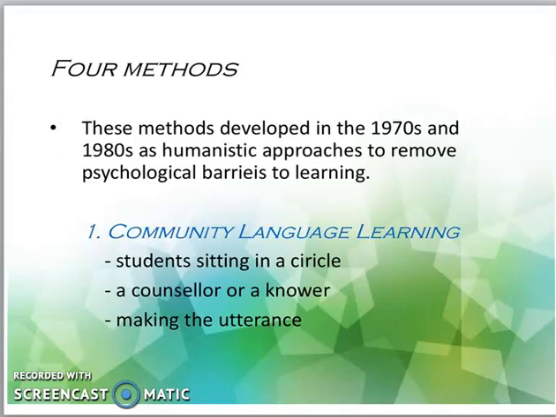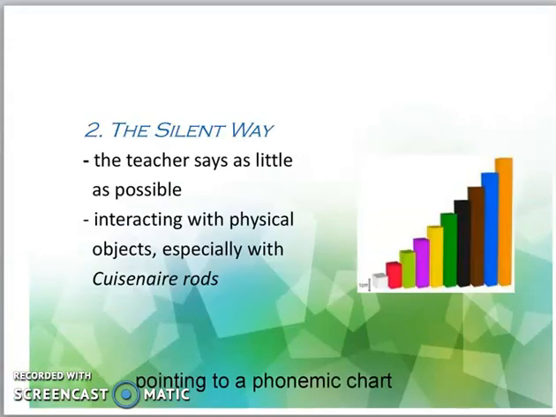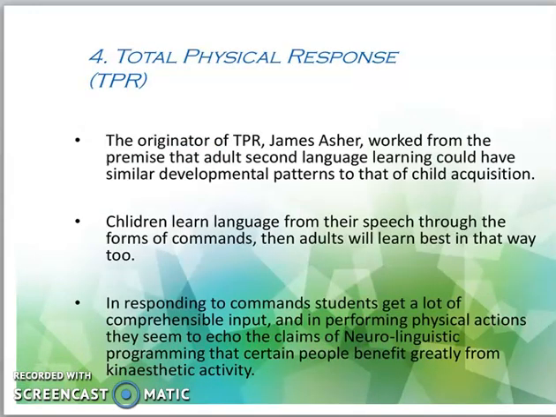These methods developed in the 1970s and 1980s as humanistic approaches to remove psychological barriers to learning. First, community language learning. In this, students sit in a circle, and a counselor or a knower makes the utterance. The second one is the silent way. The teacher says as little as possible, interacting with physical objects, especially with Cuisenaire rods.